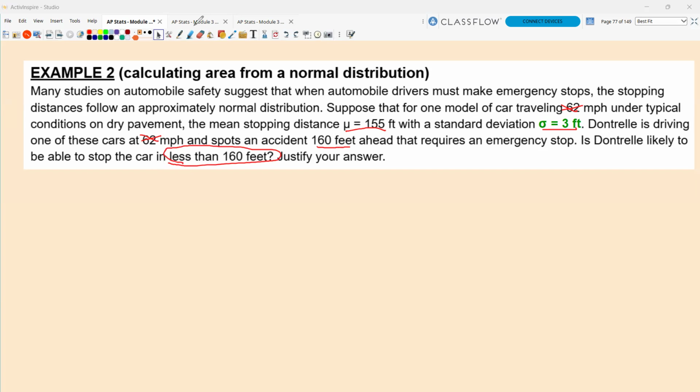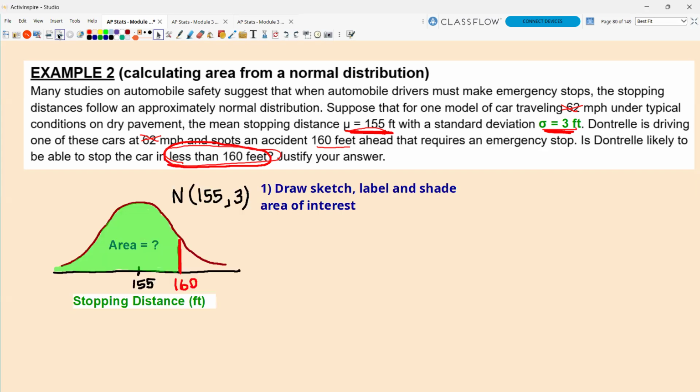So what I want to do first is visualize a sketch. On these problems, you should always sketch out this scenario, what you have, and label and shade everything that you are given. First, I'm going to draw myself a normal curve. I'm going to use the N notation, 155 comma 3. That means the mean and the standard deviation are going to go in that order.